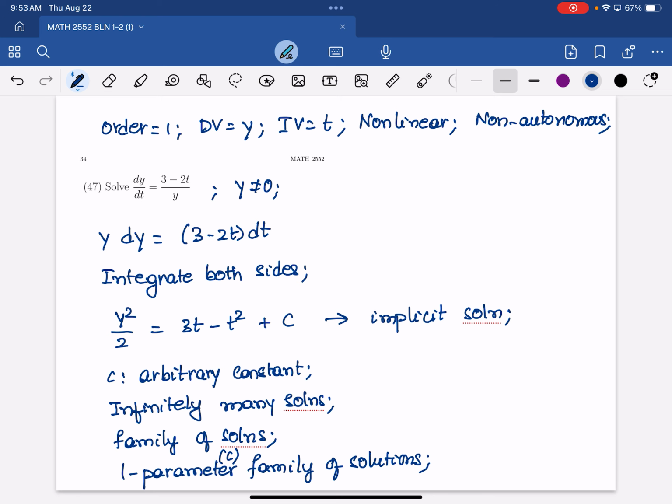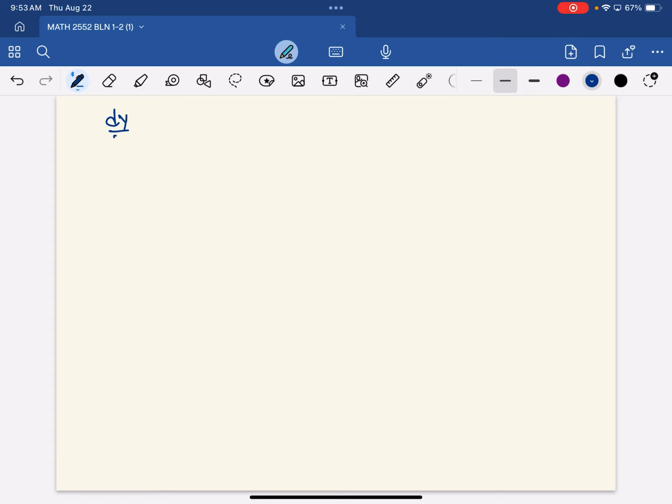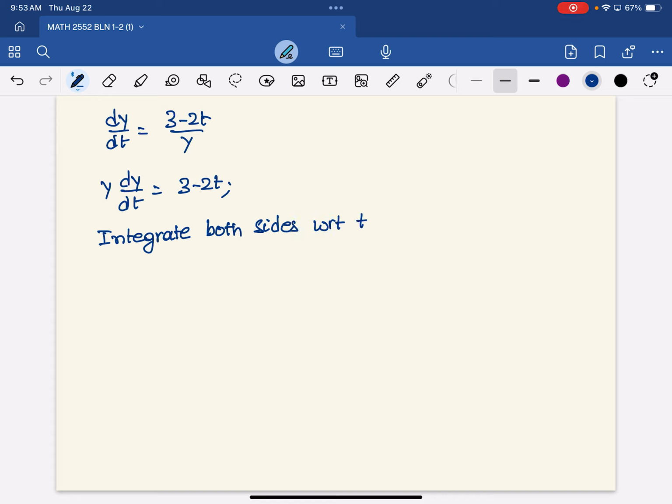Now, some textbooks would refer to the same problem this way. If you have dy/dt equals (3 minus 2t) over y, then you would write this as y times dy/dt equals 3 minus 2t. Then you integrate both sides with respect to t. You get the integral of y dy/dt dt equals the integral of 3 minus 2t dt. So this gives me y squared over 2 equals 3t minus t squared plus an arbitrary constant c.